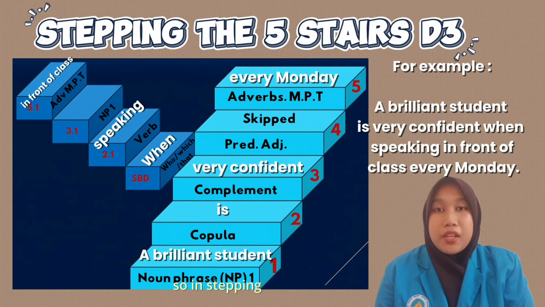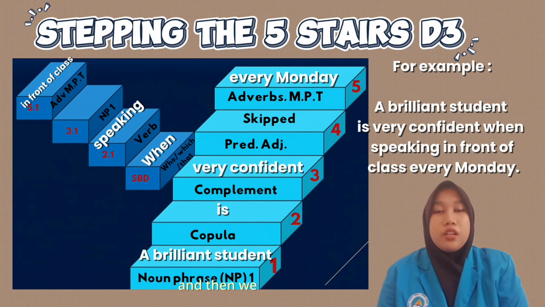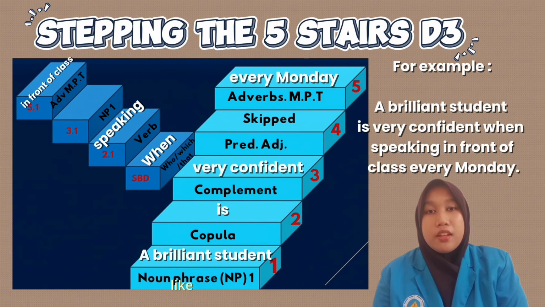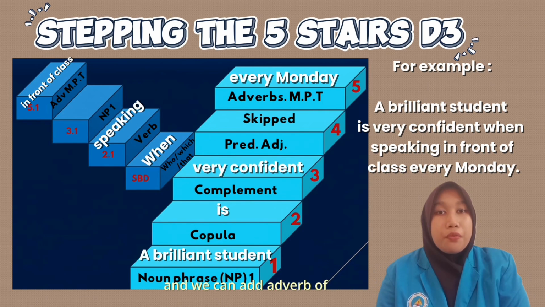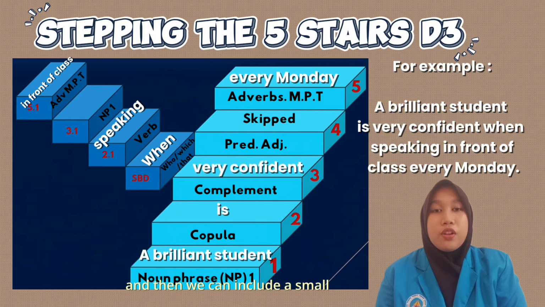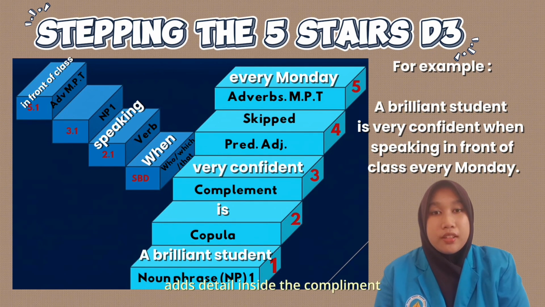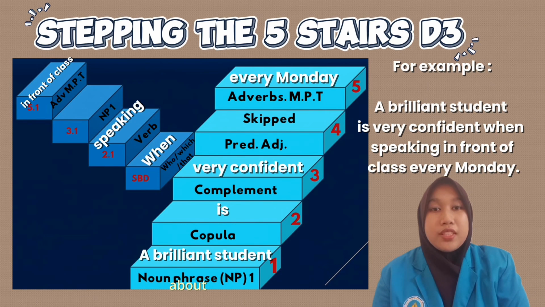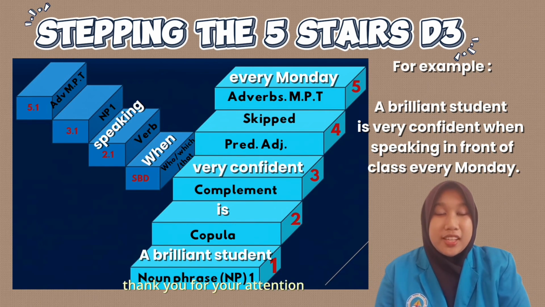So, in stepping the 5 stairs D3, we use a copula instead of an action verb. And then we use a complement like an adjective or noun phrase. And we can add adverb of manner, place, and time. And then we can include a small staircase that adds detail inside the complement. I think that's all from me about stepping the 5 stairs D3. Thank you for your attention and see you again.